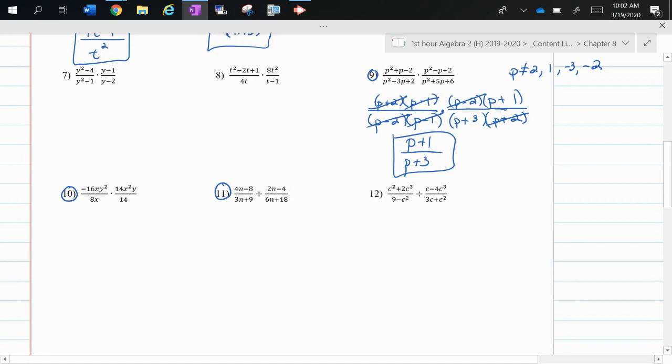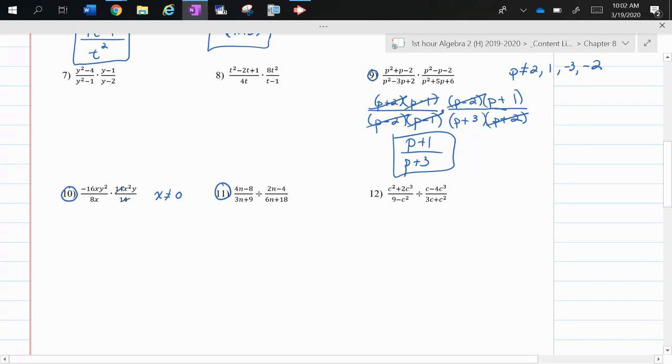All right, so I notice in number 10, I don't have anything to factor because there is only one term in each part of your fraction. So I'm going to go ahead and state my restriction. The only thing I see in the denominator is an x, so I'm going to say x cannot be equal to 0. And then let's see if we can simplify.